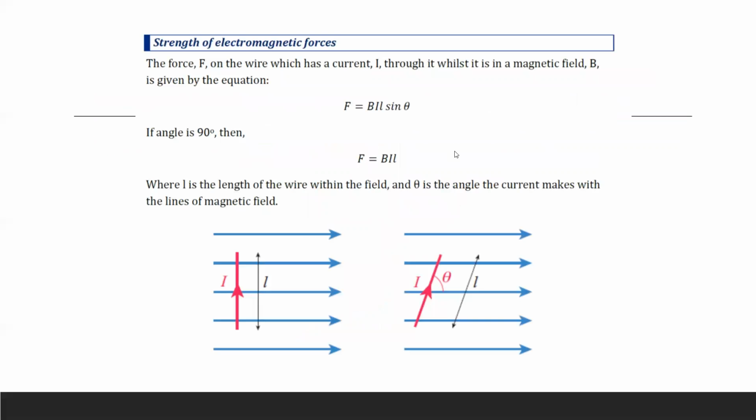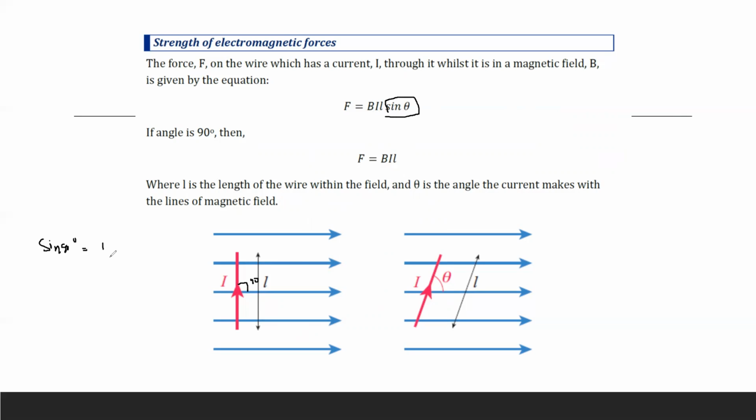So, for example, you have two wires which are carrying current perpendicular to the magnetic field, and we want to find the force experienced by each wire in the magnetic field. If the wire is perpendicular, at 90 degrees, the formula is F equals BIL sine theta. Theta, the angle between the wire and the magnetic field, is 90, and sine 90 is equal to 1.